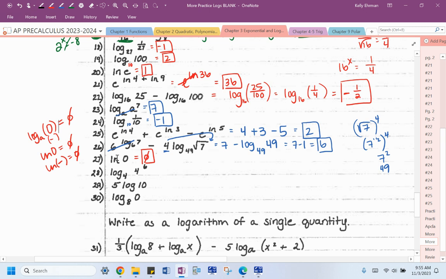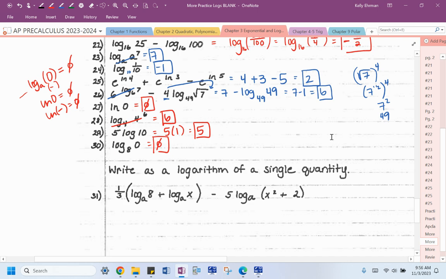Excuse me. Log base 4 of 4 to the 6th. Don't figure out what 4 to the 6th is. Just cancel those and say the answer is 6. 5 times the log of 10 is the same as 5 times 1. Log base 8 of 0, no solution. We just said any base, if you're logging 0, you can't do that. You can't raise 8 to a power and cause it to be 0.